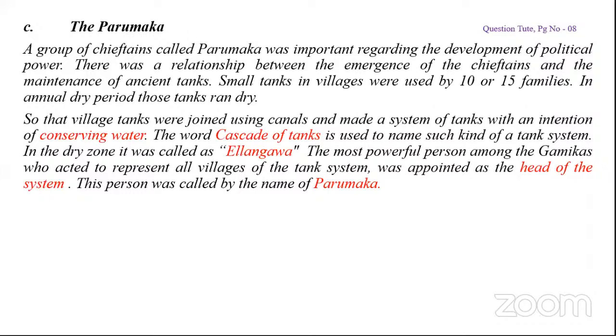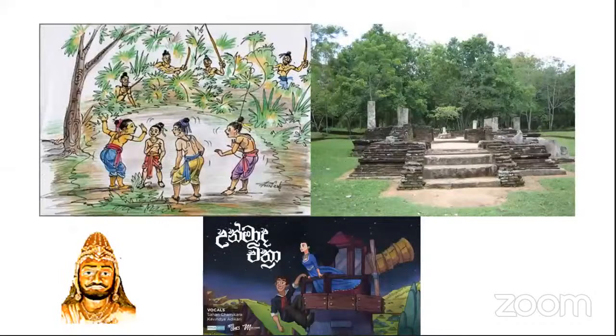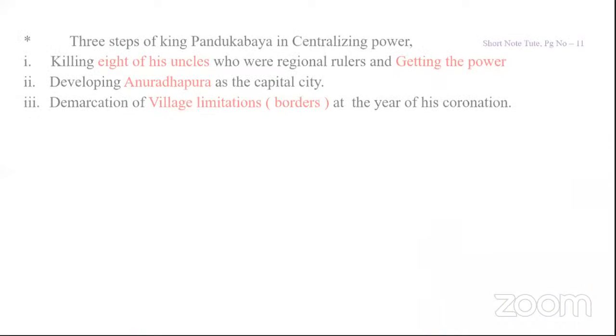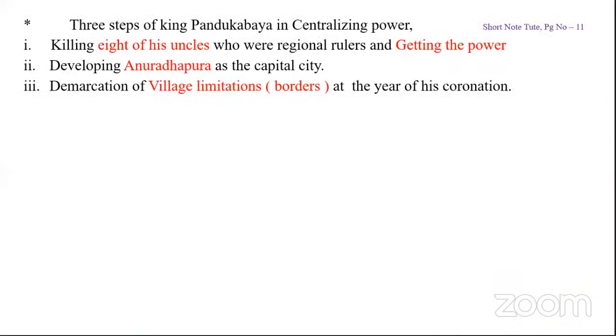Now this is regarding Pandukabe, the first king in Sri Lanka. Some of the things regarding Pandukabe are there. I'm not going to explain everything because it's not the time to explain everything. So here, three steps of King Pandukabe in centralizing power. In Sri Lanka, when the kingship was developing, four rulers, four kings were important. The first person, Pandukabe, was the first king in Sri Lanka, and he had 10 uncles.